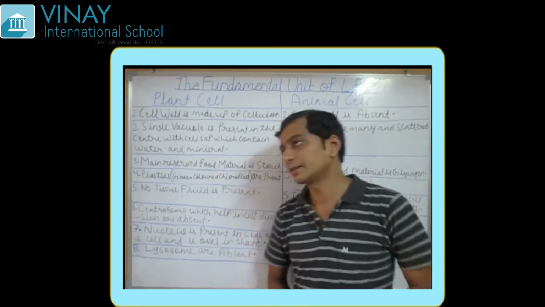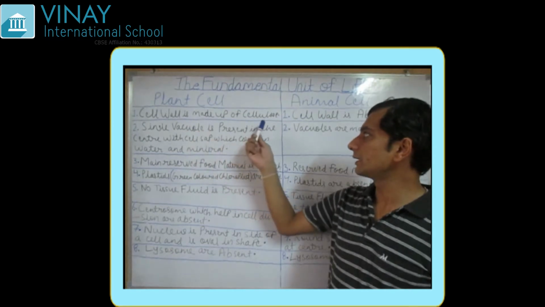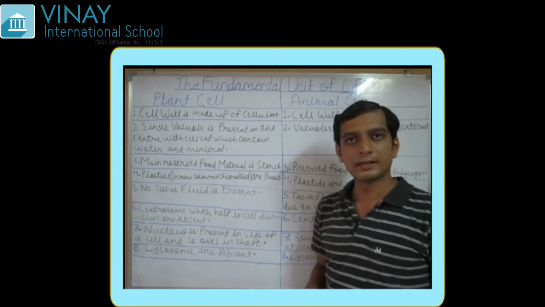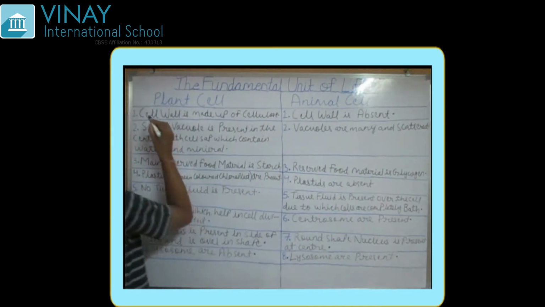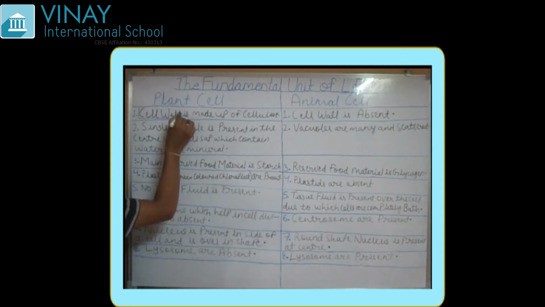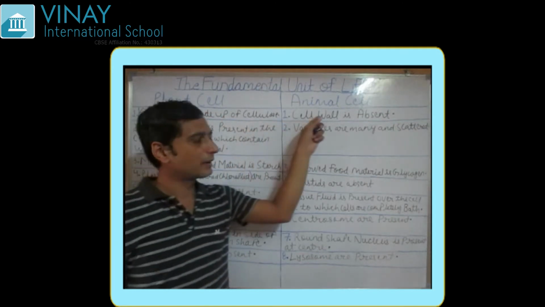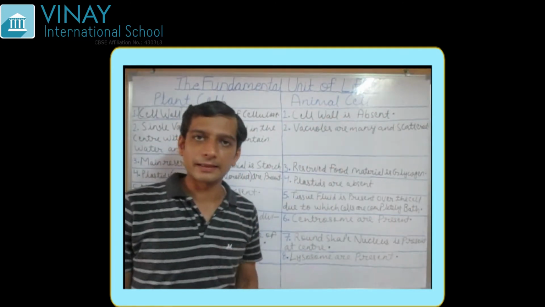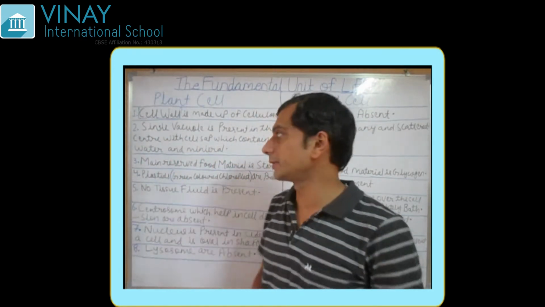So, let's start. If we talk about the plant cell, the cell wall is made up of cellulose. It means the cell wall is present. See this cell wall is present in the plant cell, but the cell wall is absent in the animal cell. Okay, so this is the first point of difference.